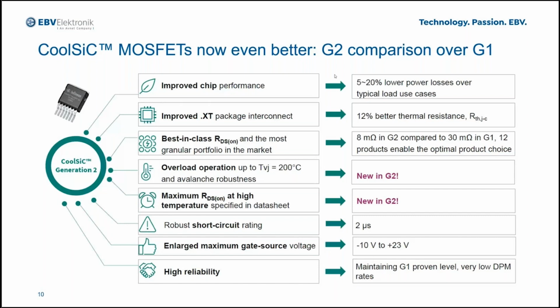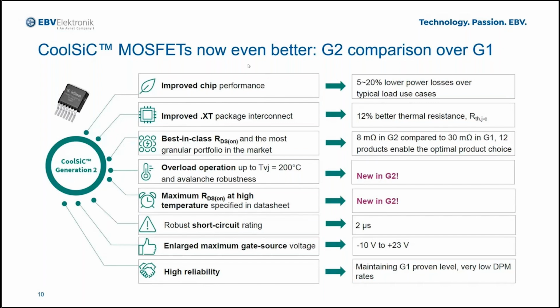Furthermore, the overload operation has been increased, so that the junction temperature which can be achieved in this overload condition can reach 200 degrees. And avalanche robustness has also been added to the CoolSiC Generation 2. The maximum RDS(on) is also now specified in the datasheet. Gen 1 did not specify this value, but now the parameter spread has been further reduced, and therefore it is possible to specify also at high temperature the maximum RDS(on) for each device, enabling you to dimension your design in the best way possible.